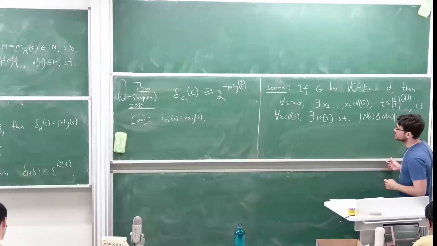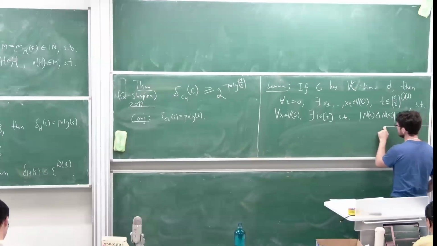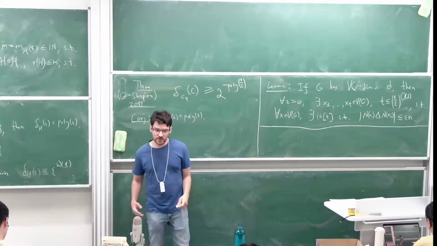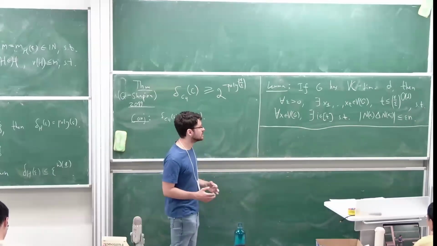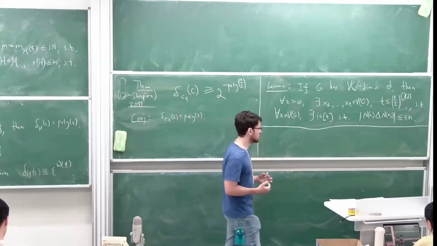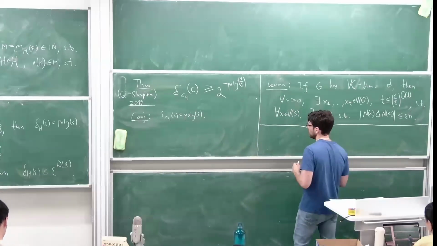Okay, so this we proved last time, and now we will use it to say that a graph with bounded VC dimension has some nice partition.